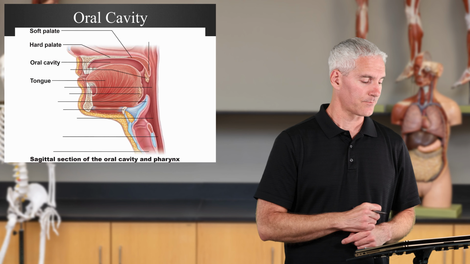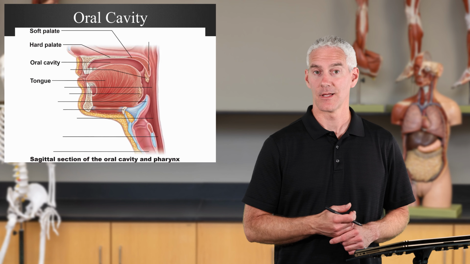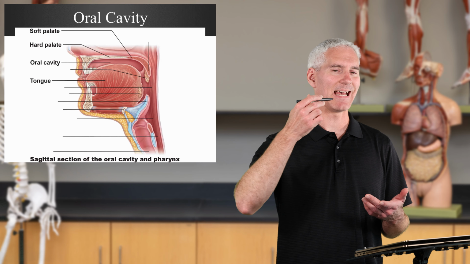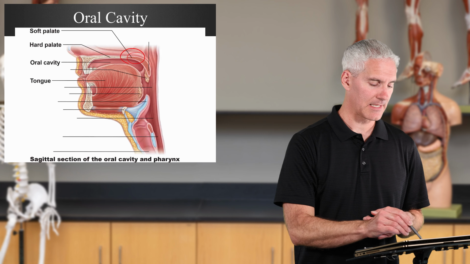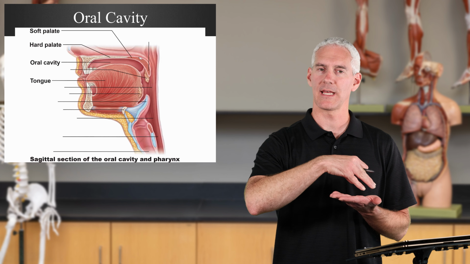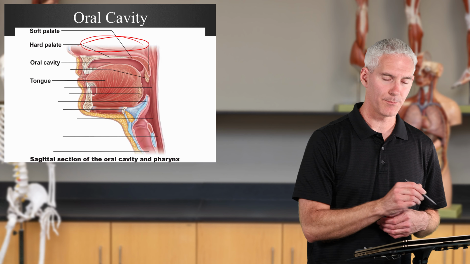Then from there, we have the soft and hard palate. Hard palate is bone, it's the roof of your mouth. Soft palate is behind the bone. It's the section right back here. It's not bone, but it is still a barrier between the oral cavity and this part here, which would be your nasal cavity.